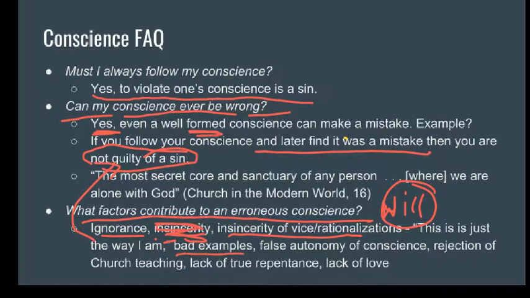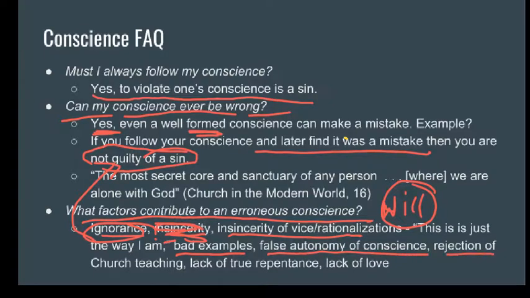Bad examples. So if you grew up in a home where perhaps a relative was doing something that was bad, you might have learned from bad examples, and that might contribute to ignorance. False autonomy of the conscience is just the idea that you're making your conscience like the law, like, well, no one can tell me what to do.